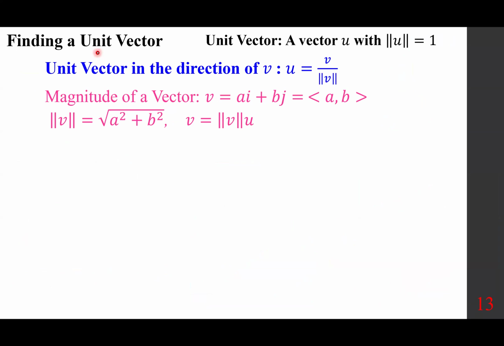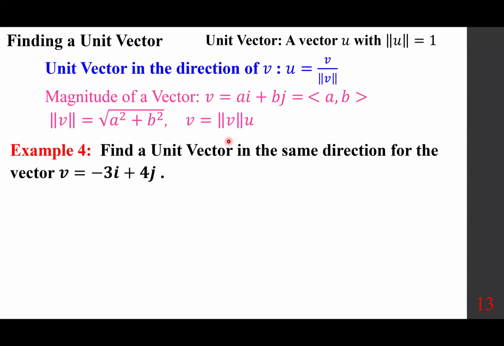Finding a unit vector. A unit vector is defined such that the magnitude is 1, and in the direction of v, the unit vector is v divided by its magnitude. And the magnitude of a vector, we said, is square root of a squared plus b squared, and v is the magnitude times the unit vector. This is nothing brand new, so let's look at an example.